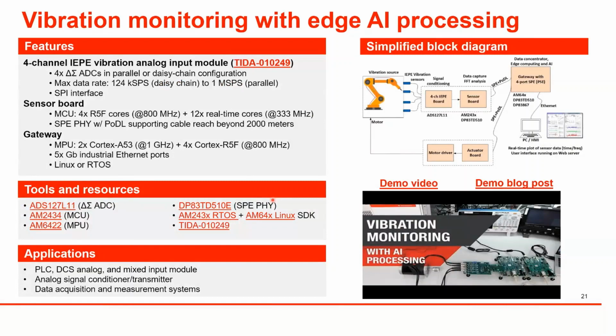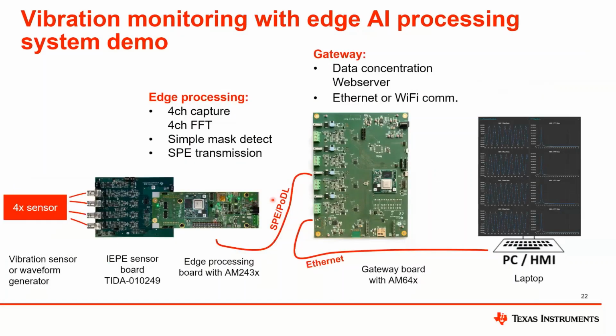We have actually 2 other boards. One we call the Edge Processing Board, which includes one of our Sitara processors, AM243X. This basically connects to the 4-channel board and captures the data from the 4 ADCs. It does FFT, fast Fourier transform, for the 4 channels, and can also implement simple mask detection or quick anomaly detection. And on top of that, it does the transmission over single pair Ethernet.